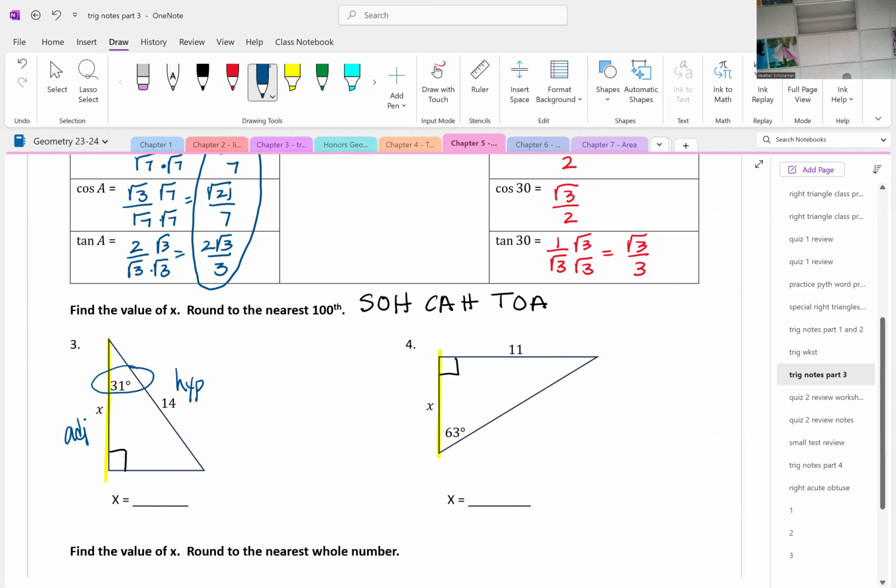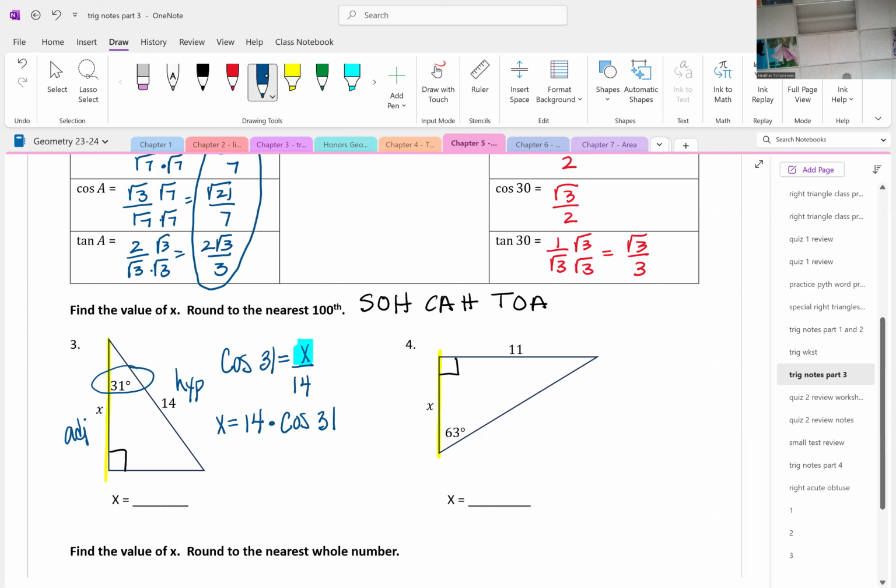And the trig function that uses adjacent and hypotenuse is the cosine. So I'm going to say the cosine of the angle measure I circled, that's 31, equals adjacent over hypotenuse. That's x over 14. Now this time when I wrote my equation, x was in the top. And when x is in the top, I multiply. So what I'm going to be putting in my calculator is 14 times the cosine of 31.